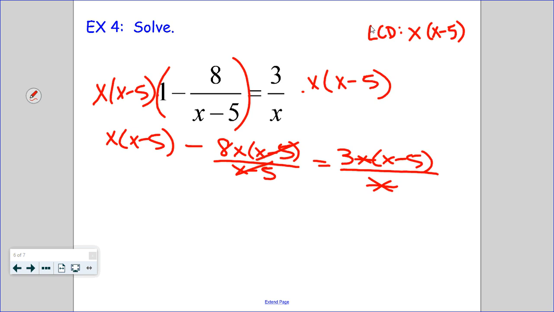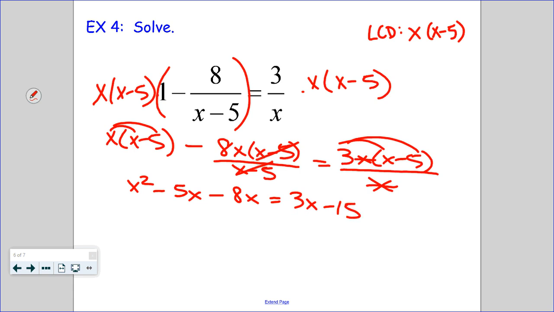So we have the x times x minus 5. We might as well multiply it out while we're bringing it down. So we're going to have an x squared minus 5x. Can you see that? And then these canceled, so I have just a minus 8x. And then over there, the x is canceled, so I have 3 times x minus 5. So 3 times x minus 5, we have a 3x minus 15. So I now have a quadratic on that one side.